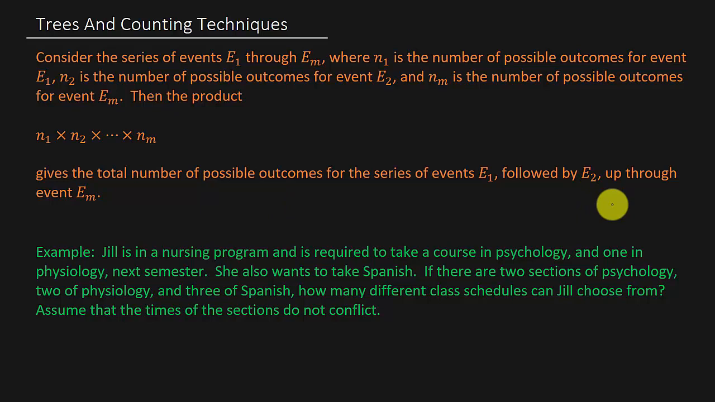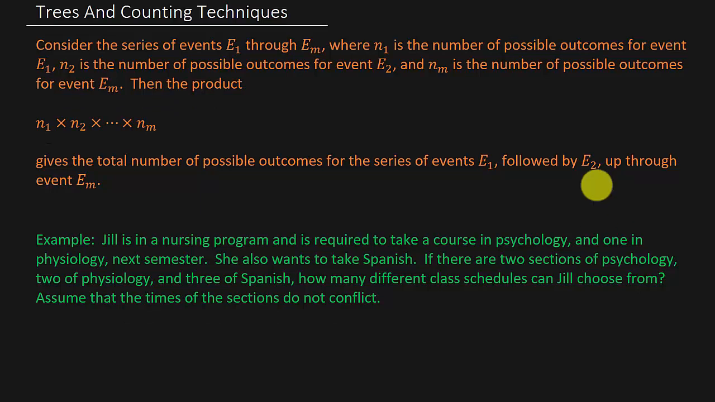So basically what we have here, if you're looking for the number of possible outcomes of something and you have several different events, you just multiply the number of outcomes of each event together. So let's look at an example.